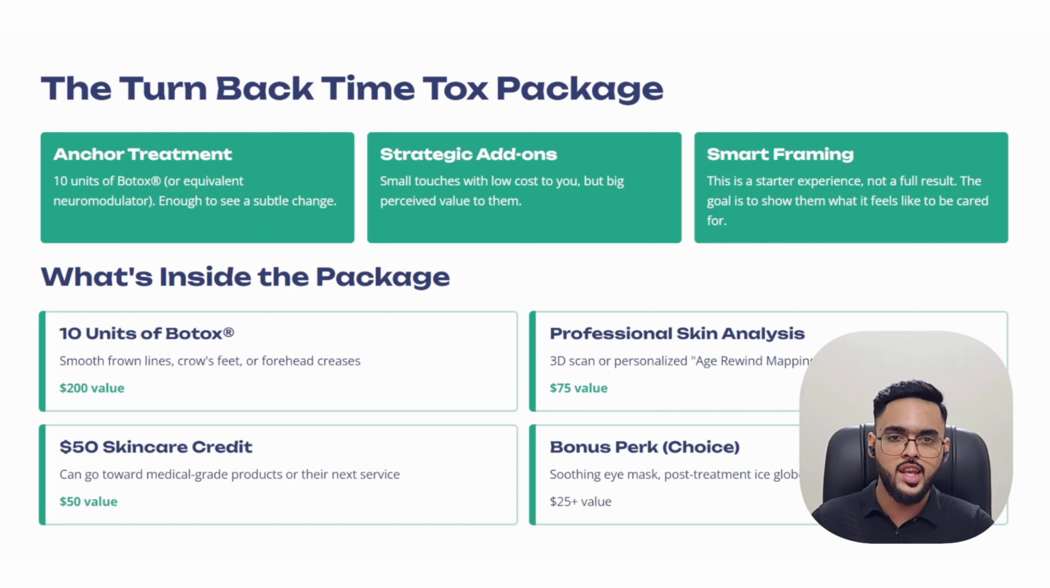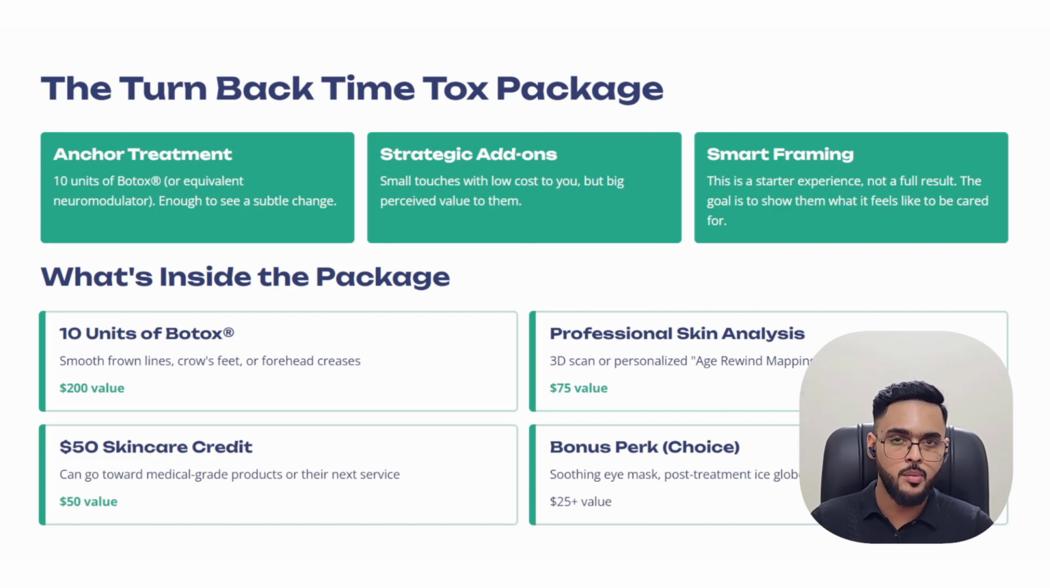So the turn back time Botox package. This has 10 units of Botox, a professional skin analysis, which is just a fancy way of saying consultation. You could even say 3D skin analysis or AI assisted skin analysis, considering you have that sort of stuff. And you can even give them a $50 skincare credit, which can go toward buying medical grade products from you or towards their next service. Or you can even give them a small skincare starter kit and frame it like, hey, we've done this thing for you.